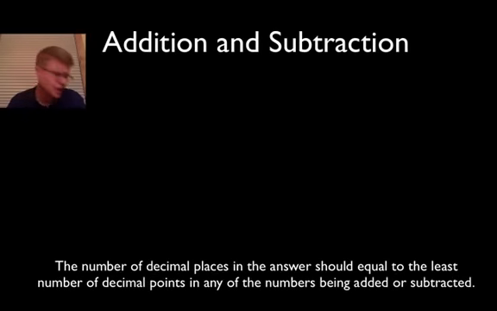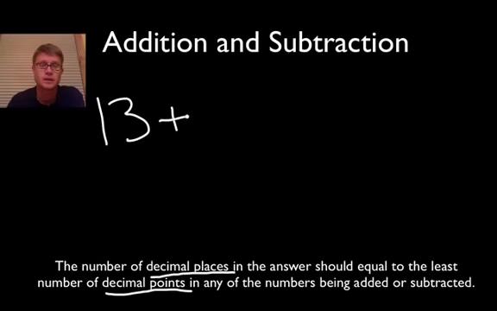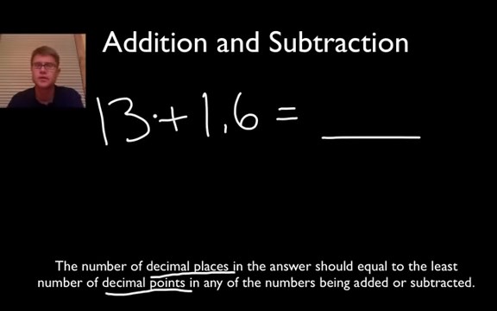Now, addition and subtraction is a little bit different. In addition and subtraction, it's the number of decimal places in the answer that should be equal to the least number of decimal places in any of the numbers being added or subtracted. What does that mean? Let's say we have a measurement like this. 13 plus 1.6 equals blank.